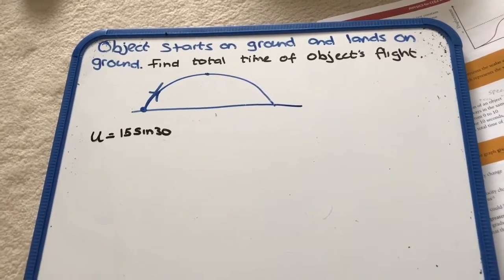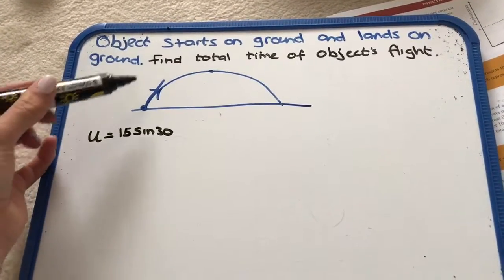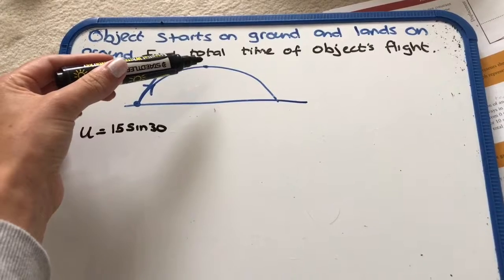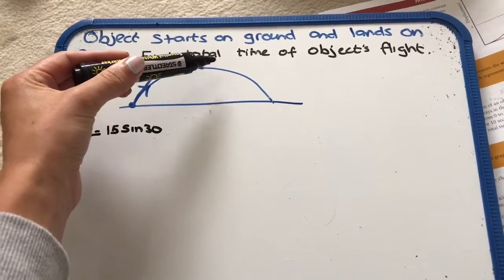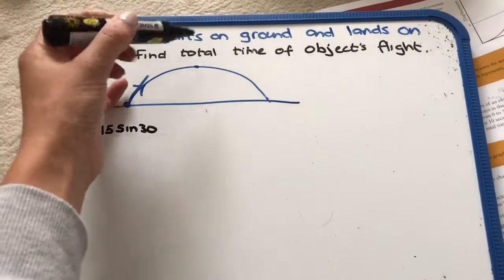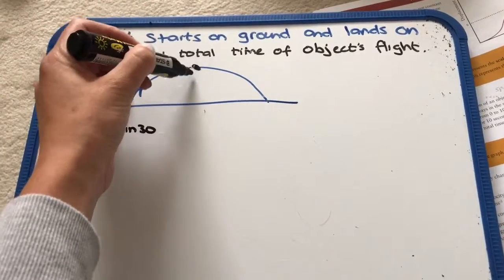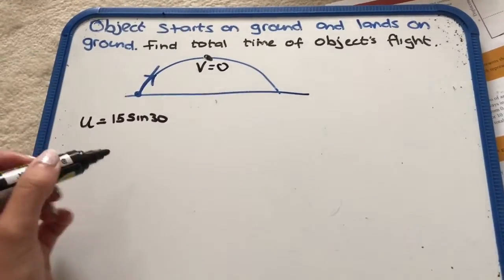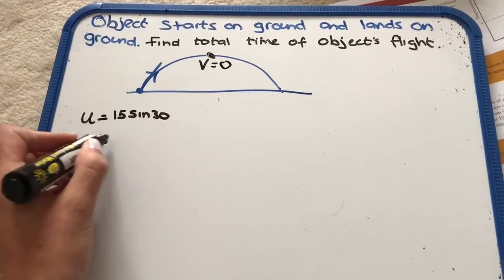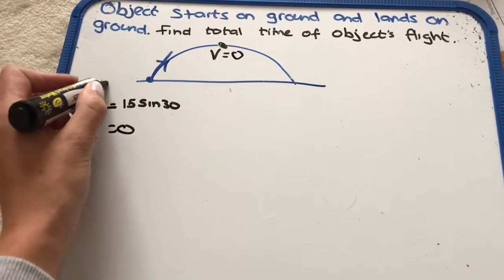But you do know something. So you know whenever an object is travelling up, for a brief second, a very short amount of time, it has to stop so that it can change direction and come back down. So we know at this point here, my final velocity v is going to be 0. So I'm going to write that down there. So this is to maximum height. We're going to look at max height first.